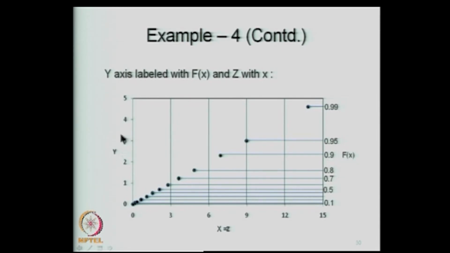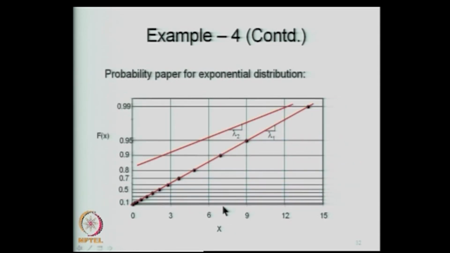And then for convenience, you forget about this y, put f of x on the left side and x on the y side, x on the x axis. So, this is the probability paper that you get for exponential distribution. 0.99 you have here, 0.95, 0.9, 0.8 etcetera, and x value is here.